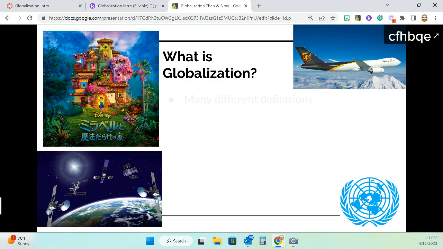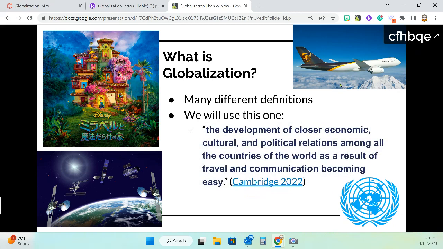What is globalization? Turns out lots of people have lots of different definitions about globalization. We are going to pick one. We're going to use the one from Cambridge University. And this not only tells us what globalization is as a concept, but it also tells us its three major components: economics, culture, and politics. And globalization, according to this definition, is closer relations in those three ways among all the world's countries as a consequence of communication and transportation becoming easier, and I would add to this, cheaper.